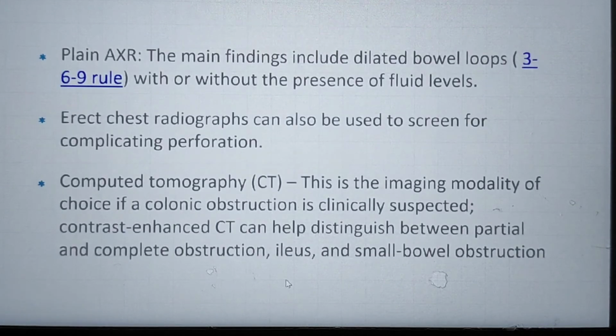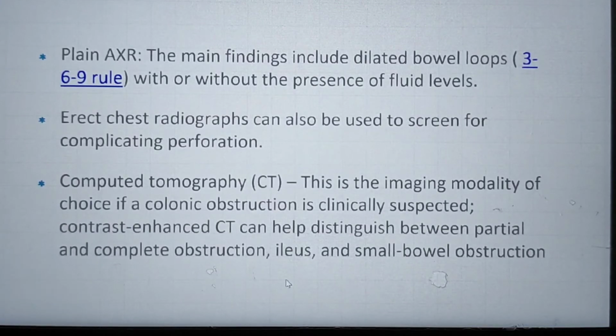Okay, for plain abdominal X-ray, the main findings include dilated bowel loops, with or without the presence of fluid levels. So when interpreting the plain abdominal X-ray, we need to use the 3-6-9 rule, in which the small bowel should be less than 3 cm, the large bowel should be less than 6 cm, and the cecum should be less than 9 cm. And we can also do an erect chest radiograph to screen for complicating perforation.